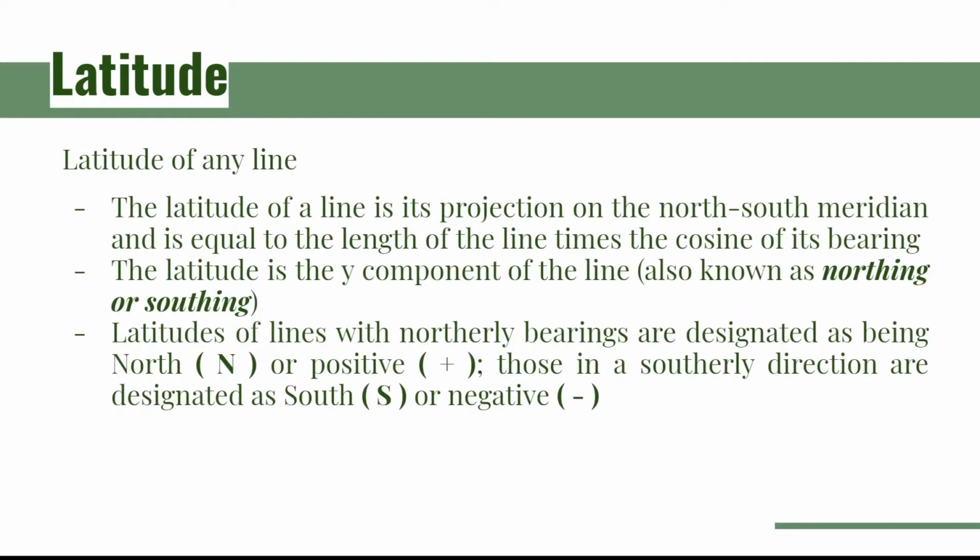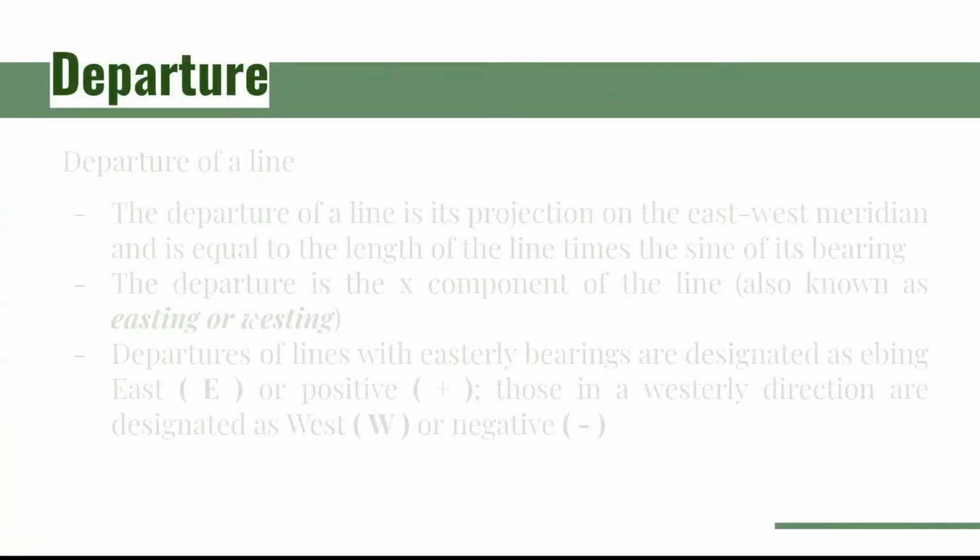Latitude. Latitude of any line. The latitude of a line is its projection on the north-south meridian and is equal to the length of the line times the cosine of its bearing. The latitude is the y component of the line, which is also known as northing or southing. Latitudes of lines with northerly bearings are designated as being north or positive. Those in a southerly direction are designated as south or negative.